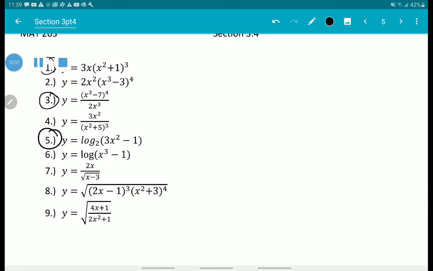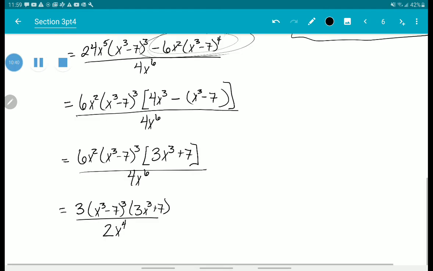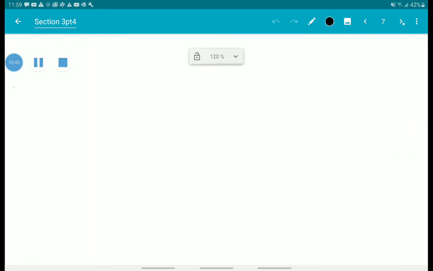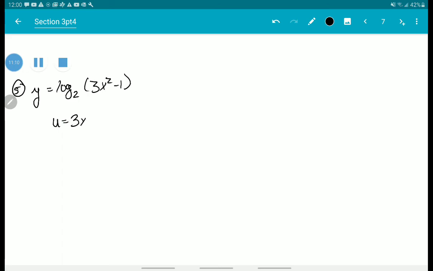Let's do a logarithm one. Let's look at number 5. We have y is equal to the log base 2 of 3x squared minus 1. So this isn't a quotient or product rule, but it is a chain rule. So let's think about u. In this case, u is going to be that inside function, 3x squared minus 1. du is the derivative of that, which is 6x.